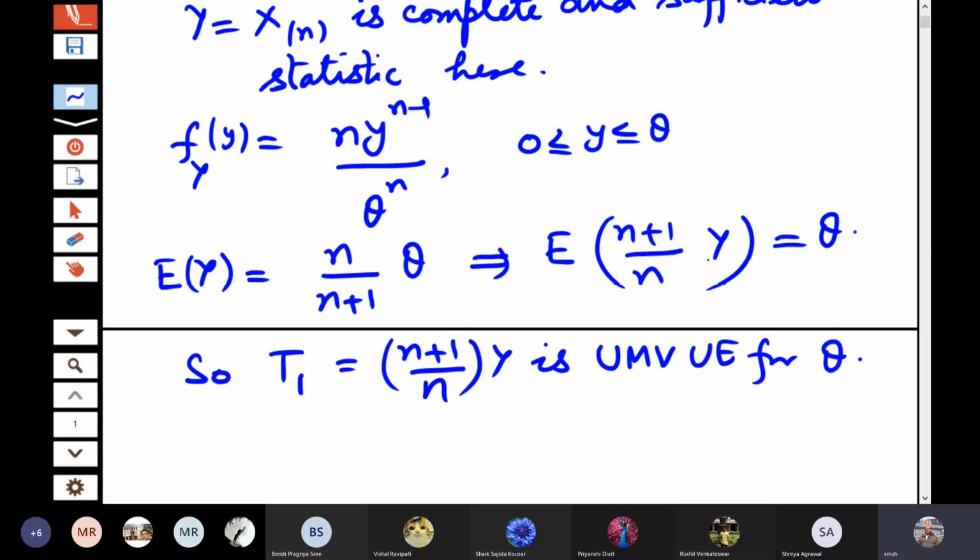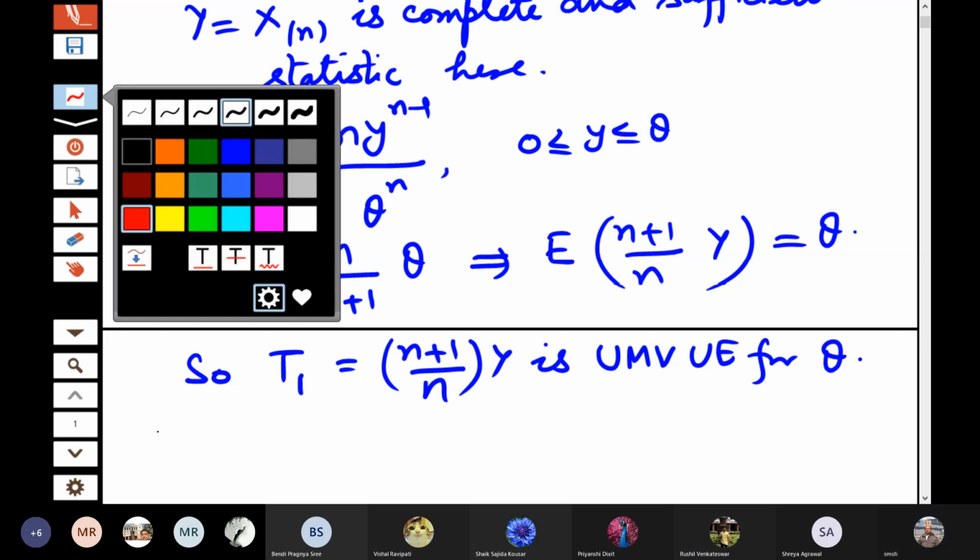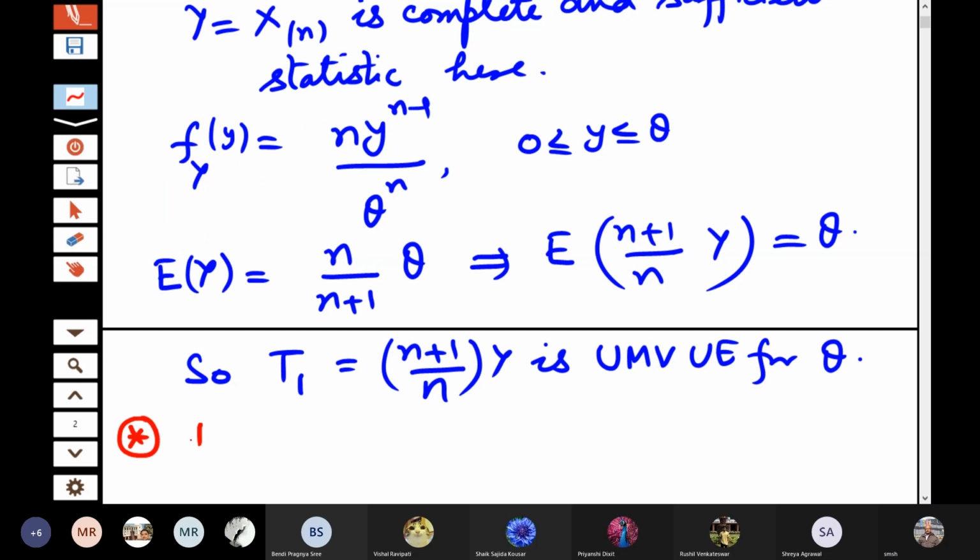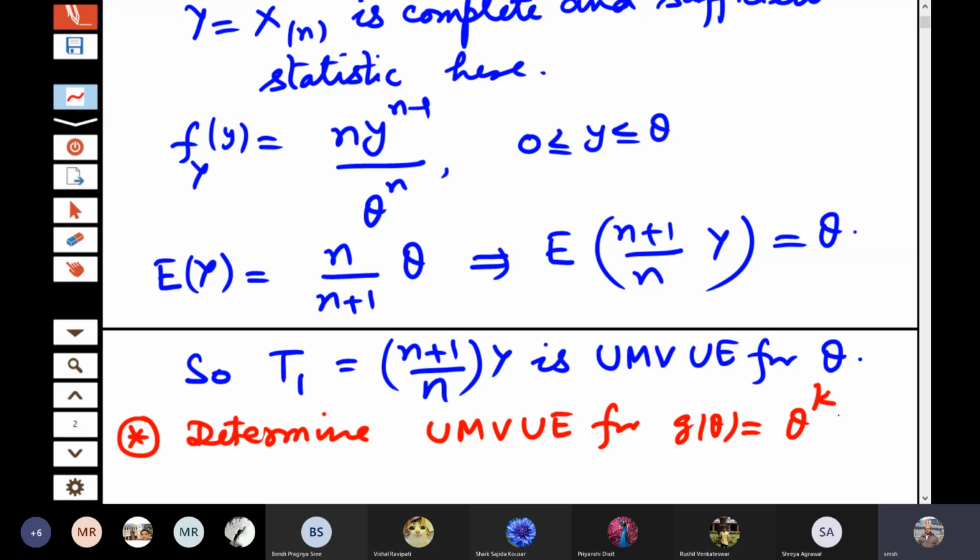Not only that, I can pose a general problem. I am writing theta to the power k, where k can be 2, 3 or anything. I am leaving this as an unsolved problem, but I think you should be able to do it because you know the distribution of Y here. So you can easily calculate the UMVUE of theta to the power k.